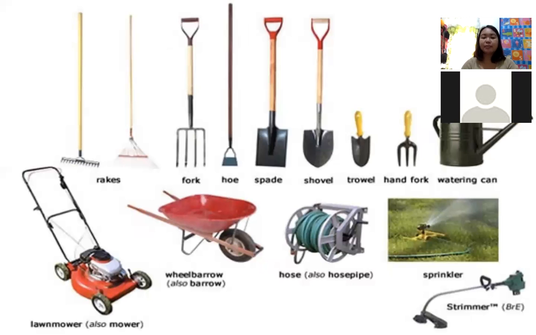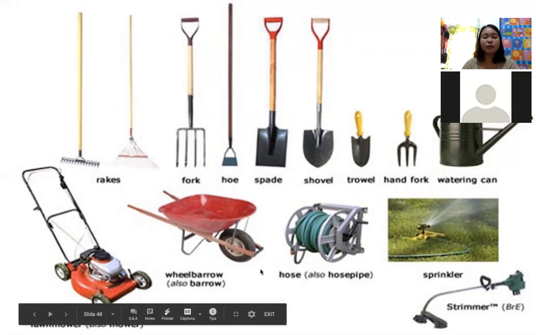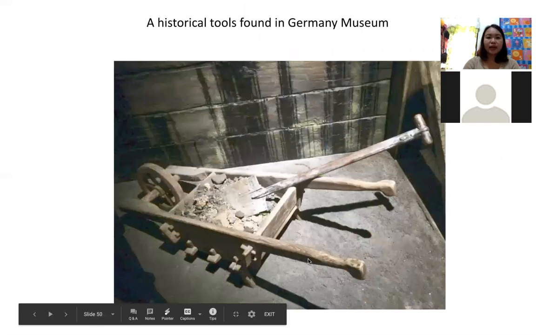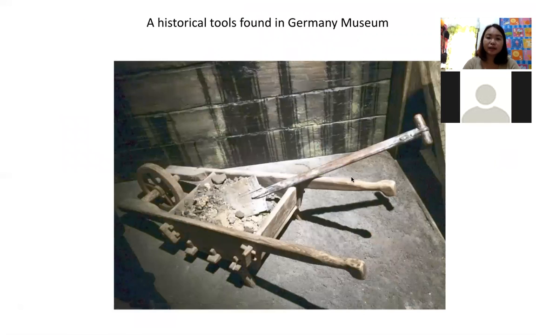So these are just examples of the tools and equipment that we use. And of course, you have seen these in real life, like the rakes, we call this fork, hoe, spade, and shovel. Each of them has its own use depending on the type of soil. The trowel, the hand fork, of course we have the sprinkler or watering can, mower, wheelbarrow, hose, and a lot more. So I actually have another one here.